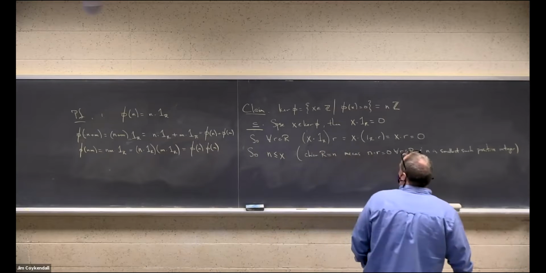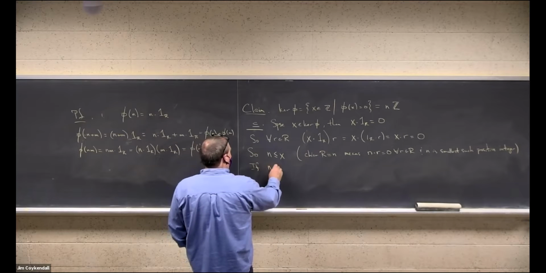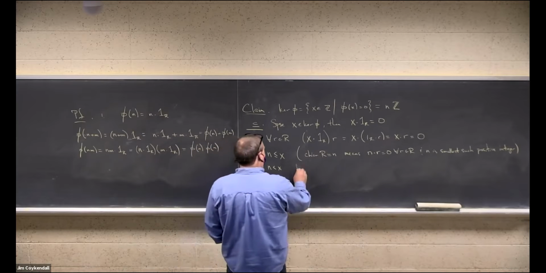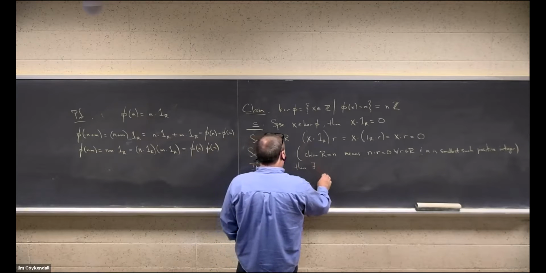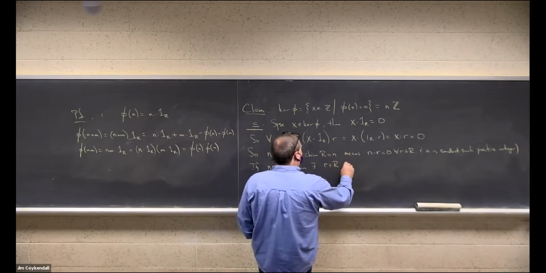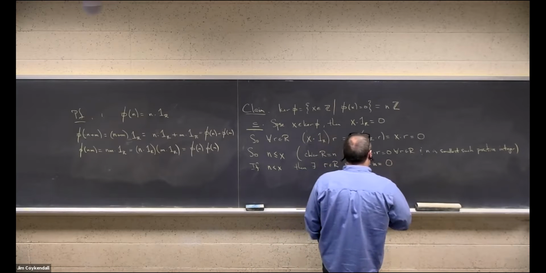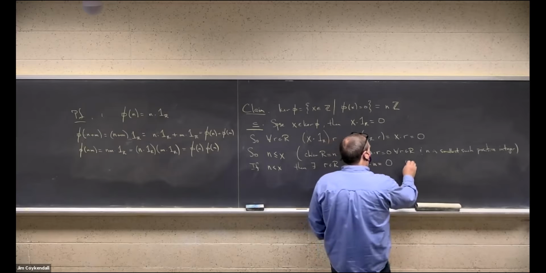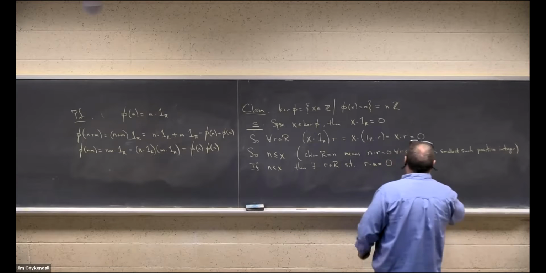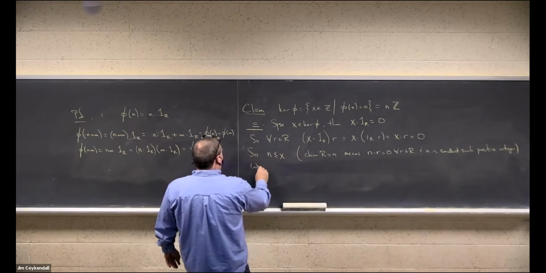But notice that if n is strictly less than x, then there exists, let's say, some r in R, such that r times n does not equal 0. So right.